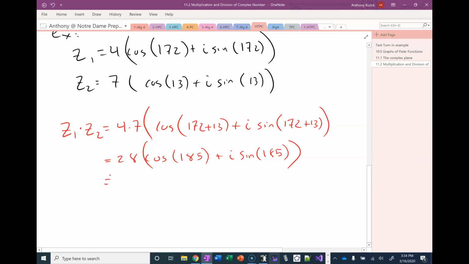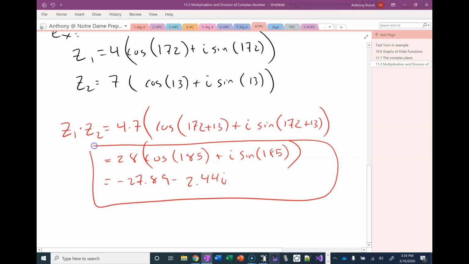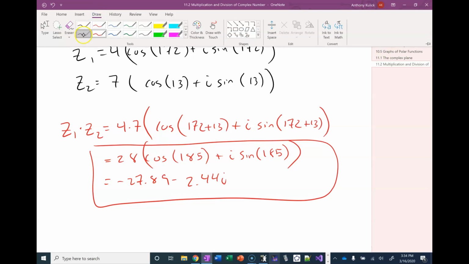So I get negative 27.89 minus 2.44i, depending on which form we wanted, whether trigonometric or the standard. That's pretty neat. What about division?